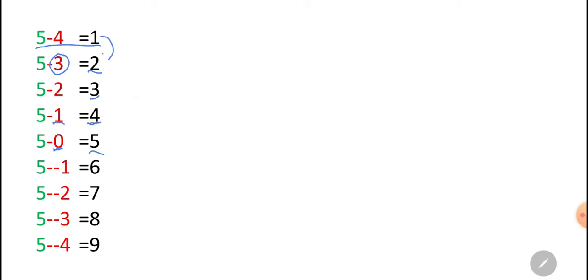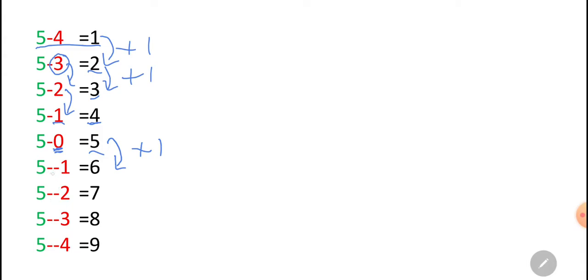By just looking at the pattern, you can see the answer keeps going up by 1 as this number keeps going down by 1. So here we know the answer is going to go up by 1. 5 take away 0 is 5. So what's 1 less than 0? 1 less than 0 is negative 1.